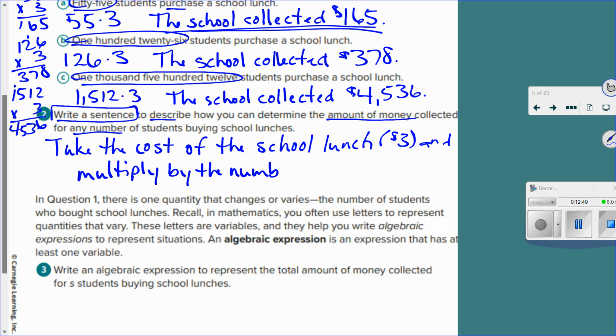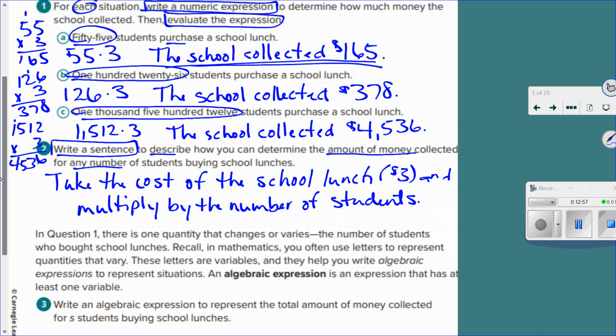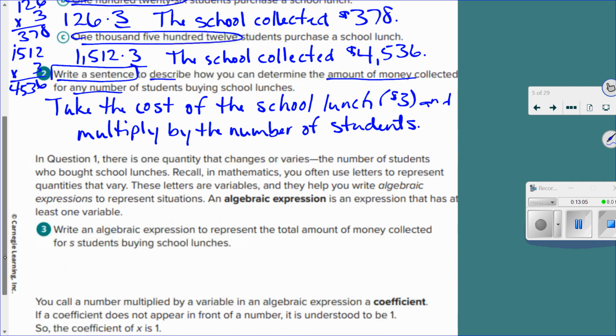So hopefully you guys noticed as you did these problems, did the 3 change in any of the problems? No. What changed? The number of students. So in question 1, there is one quantity that changes or varies, the number of students who bought school lunches. So in math, we can often use letters to represent quantities that vary. These letters are called variables.